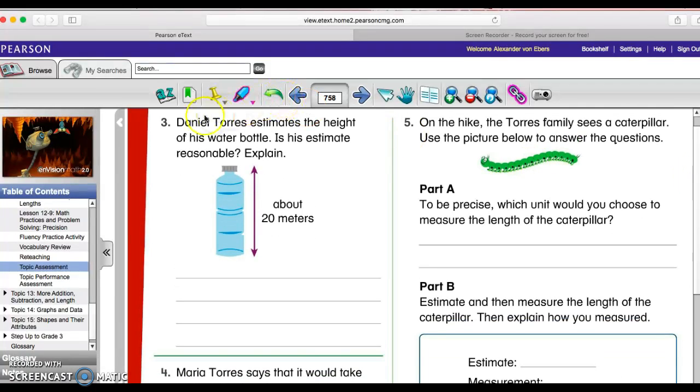Number 13. Daniel Torres estimates the height of his water bottle. Is his estimate reasonable? Explain. So he said the height of the water bottle is 20 meters. Is that reasonable? Yes or no? And then explain.